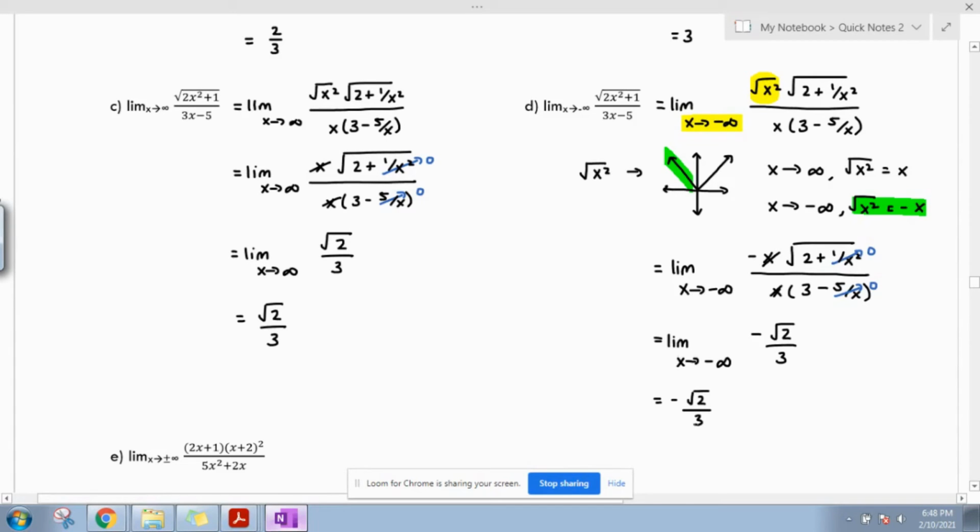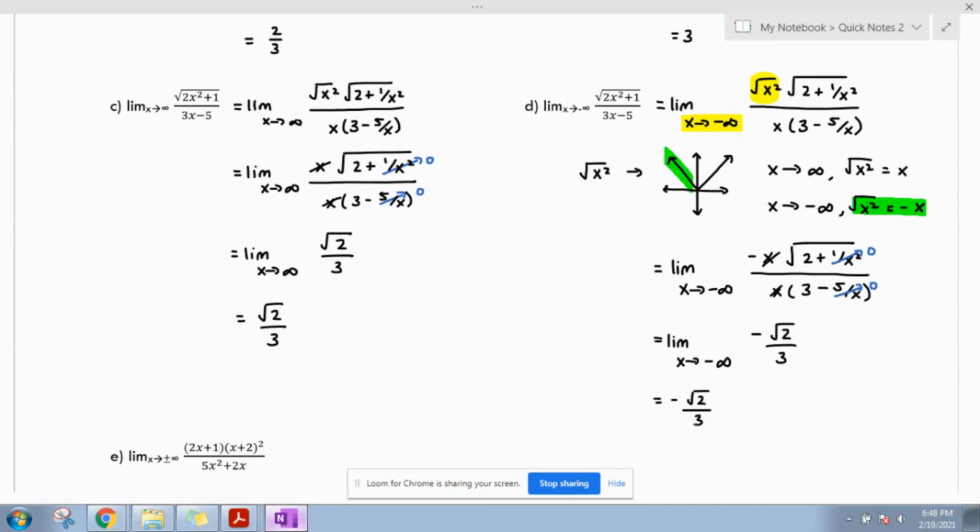So the limit as x approaches negative infinity of square root of 2x squared plus 1 over 3x minus 5 gives us negative square root 2 over 3. So whenever you're dealing with radicals, with x approaching positive or negative infinity, you have to be mindful. If it's going to positive infinity, it's okay. But when it's going to negative infinity, that's where you have to make that change. It's no longer just x. It's actually going to equal negative x instead.